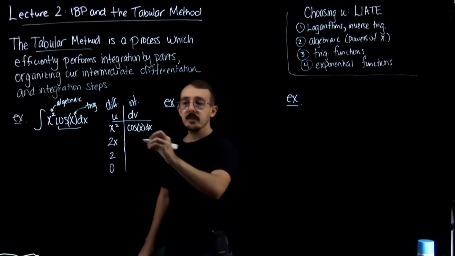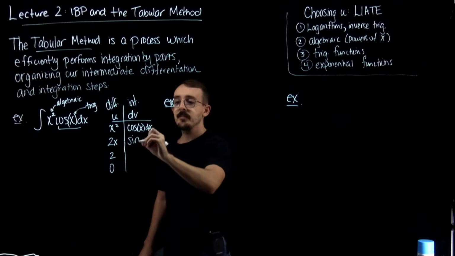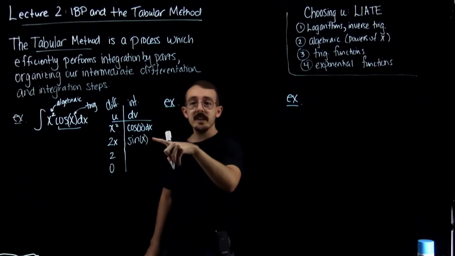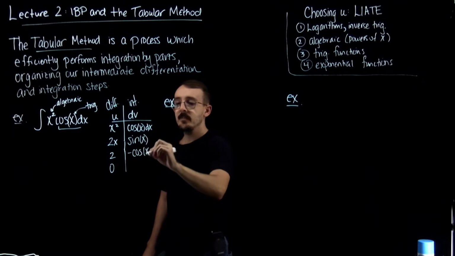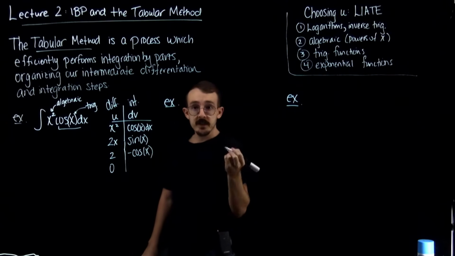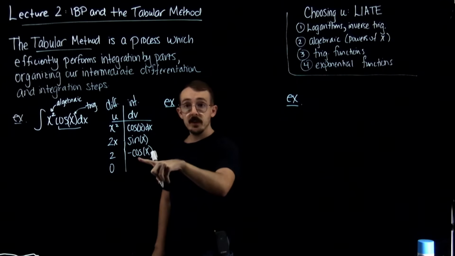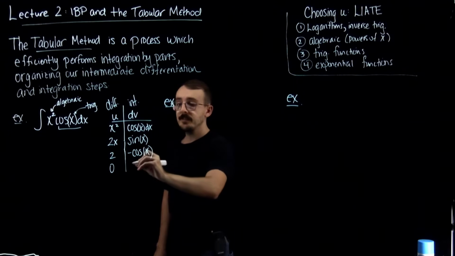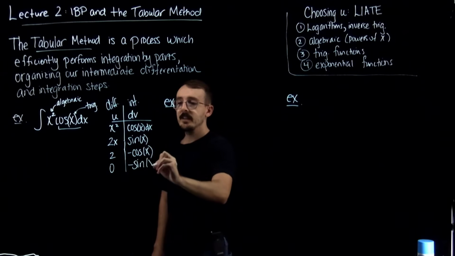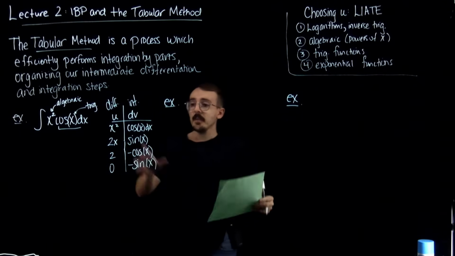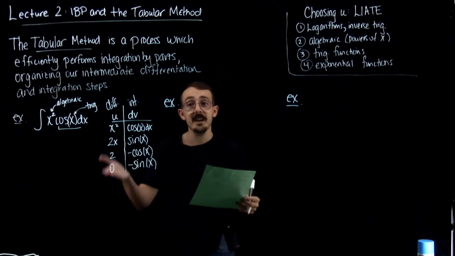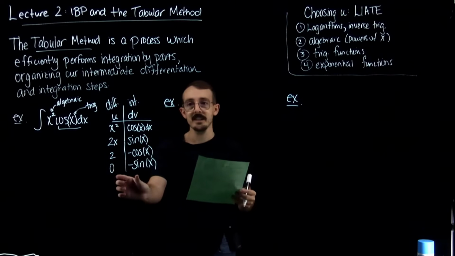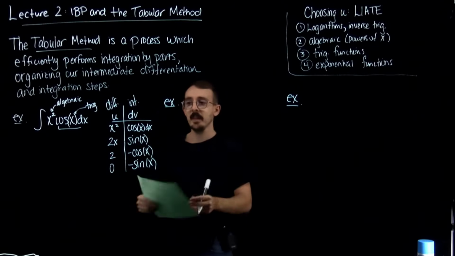The integral of cosine is sine. And if I go again, the integral of sine is negative cosine. And I need to go one more time. You're going to see why. The integral of negative cosine is negative sine. So I've stopped here because I've reached a row that's 0. You're not always going to have a row that has 0, but in this case, I'm going to stop here because I do see a 0.